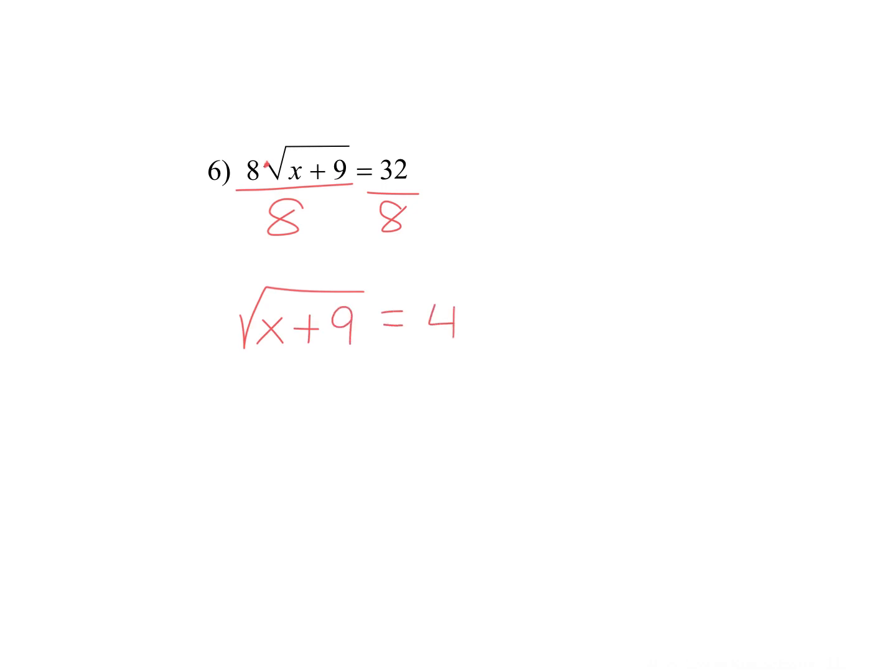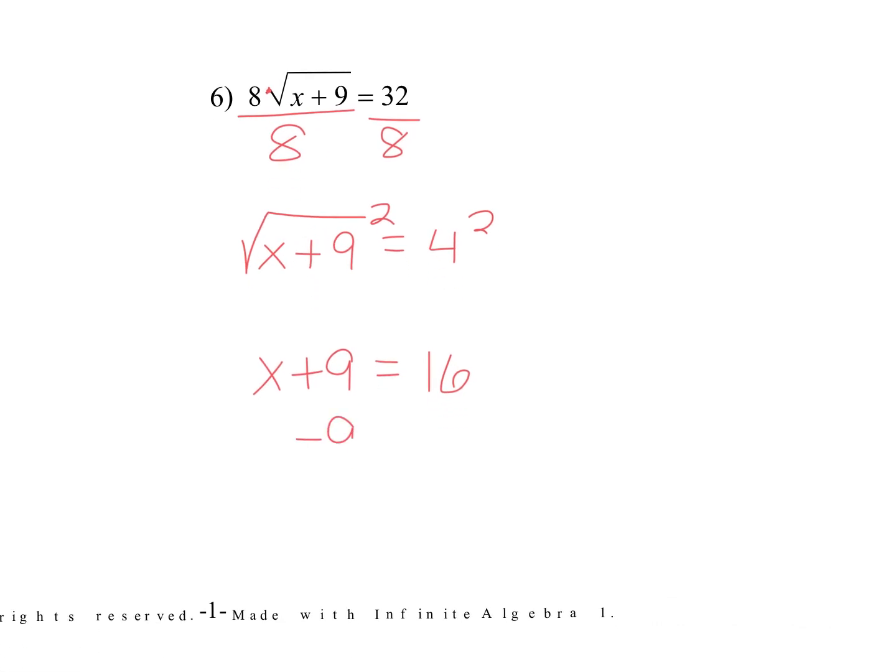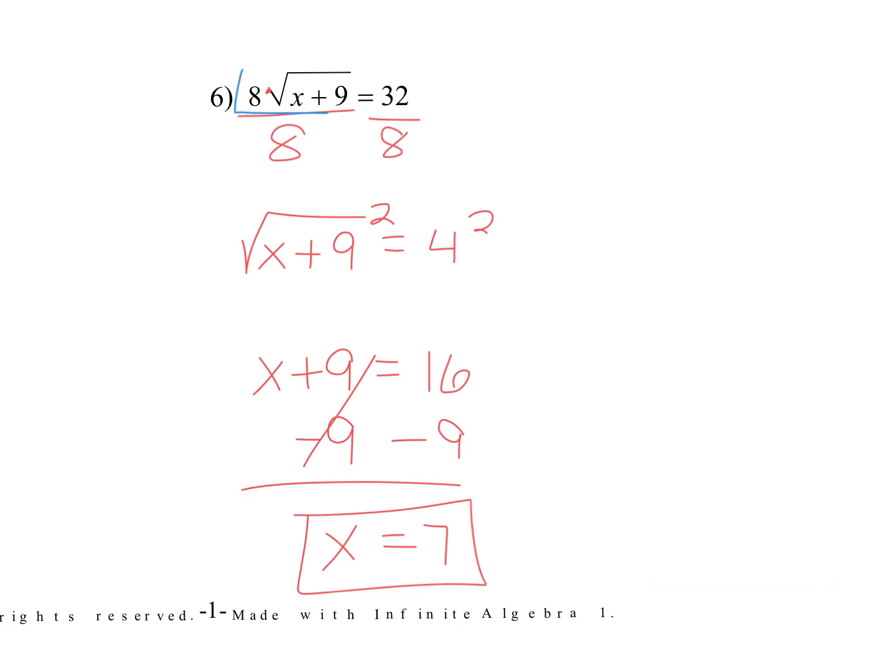So we get the square root of x plus 9 equals 4. Okay. Next step would be to square both sides. So we have x plus 9 equals 16. Last step, subtract 9, so you get x equals 7. So be careful if you have it look like this. If it's multiplying to the radical, you got to divide to get rid of it.